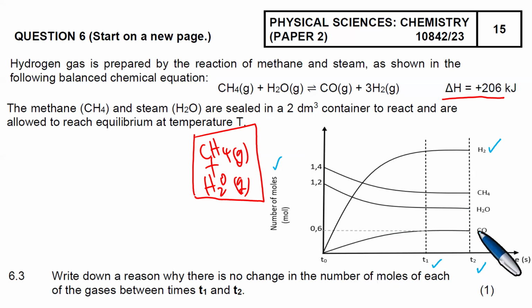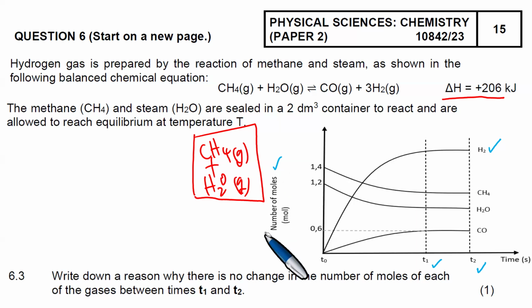Now, carbon monoxide, CO. We can see it is an increasing graph from the origin, rises up, and begins leveling off from time 1 to time 2. Okay, let's answer the questions that the examiner is asking us. Write down a reason why there is no change in the number of moles of each of the gases between times T1 and T2. Between times T1 and T2, all the graphs are level. There's no rise, there's no decrease, but level. Give a reason why there's no change in the number of moles.